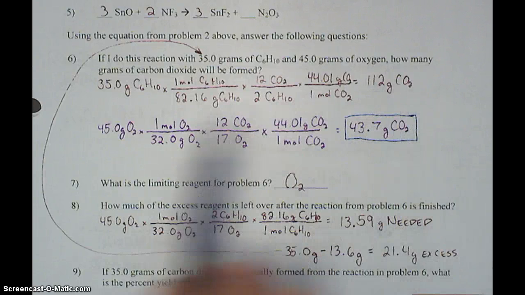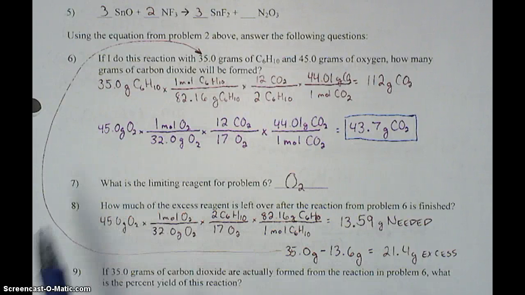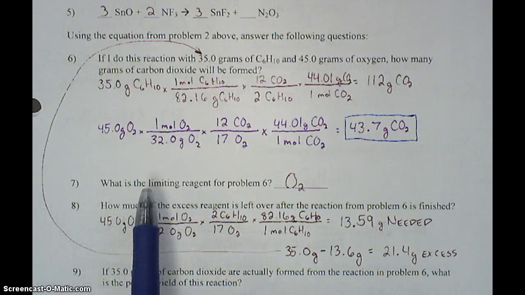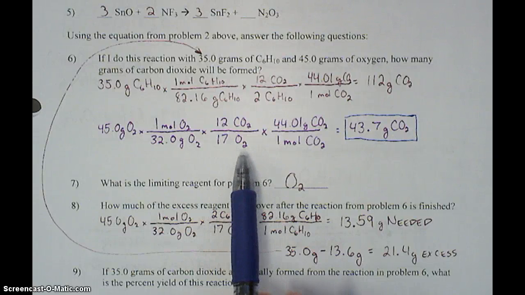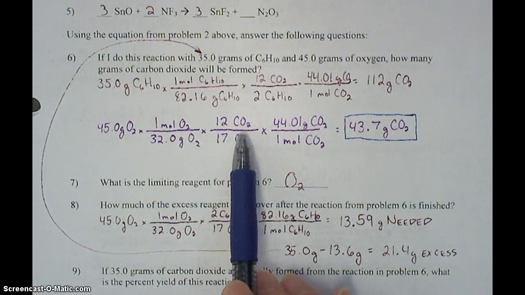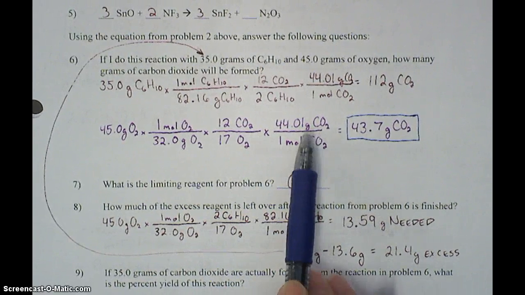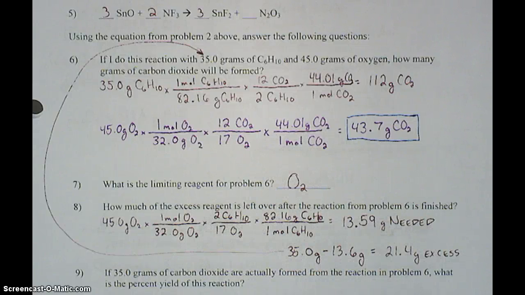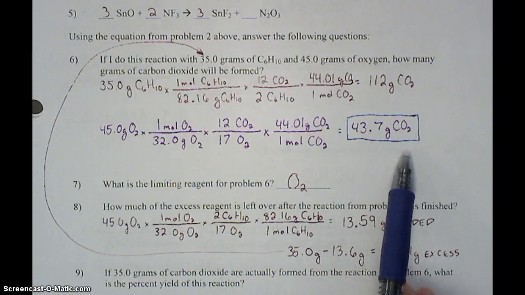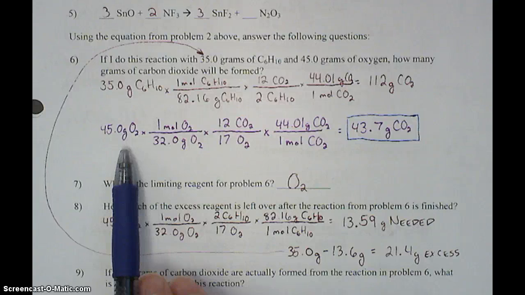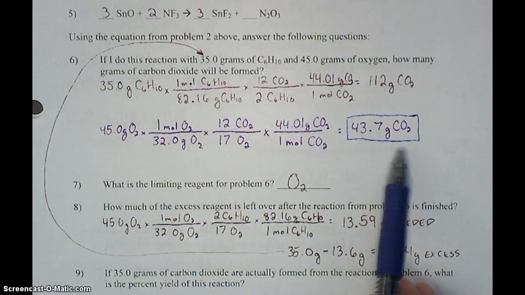So we're going to start the problem one more time. We're going to start it with our 45 grams of O2. We'll convert it to moles. Typically that's a good first step using the molar mass. We'll use the balanced equation in which there are 17 moles of oxygen consumed to produce 12 moles of CO2. And then for every 1 of those moles of CO2, there are still 44.01 grams of CO2. And if we do the math there, we find that 43.7 grams of CO2 can be produced. Meaning, if I use up all 45 grams of oxygen, I'll end with 43.7 grams of CO2.